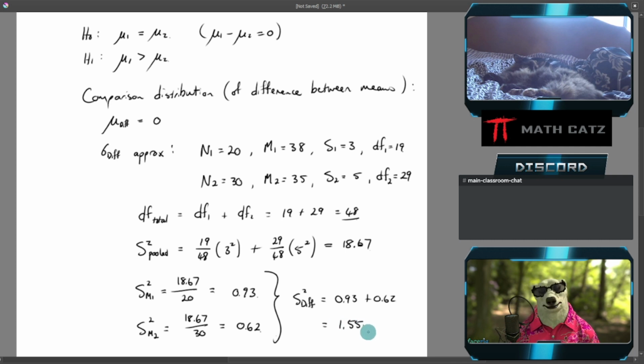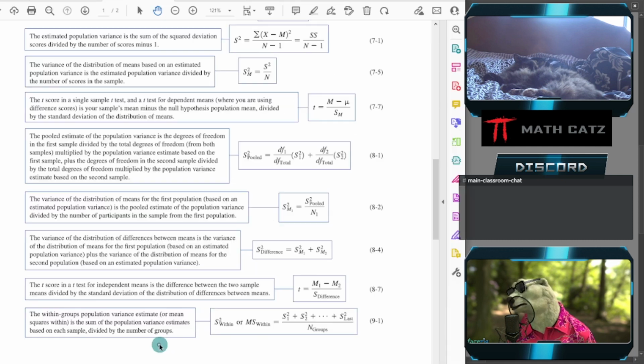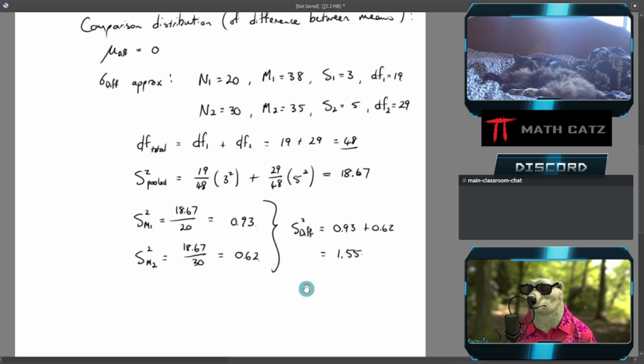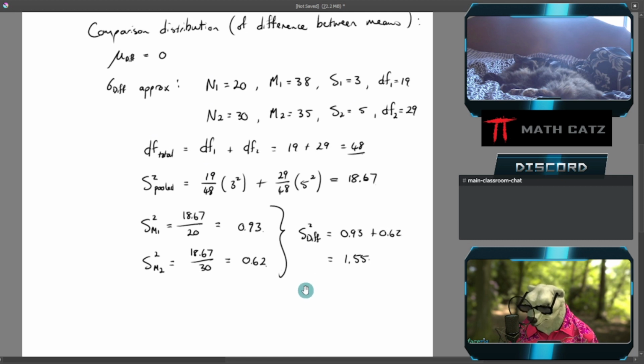And I get 1.55 in this case. Then the last thing I have to do, of course, for our t statistic, is divide by the standard deviation. We have the variance, so for our estimate of the standard deviation, we then take the square root of that. And of course, disclaimer, ignore rounding.